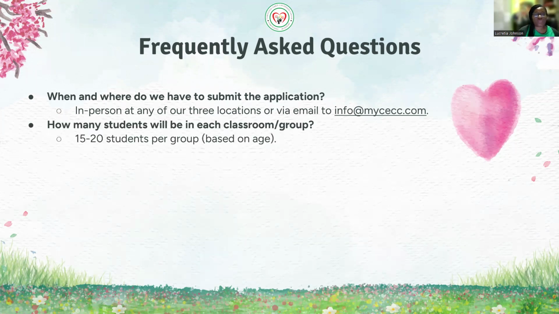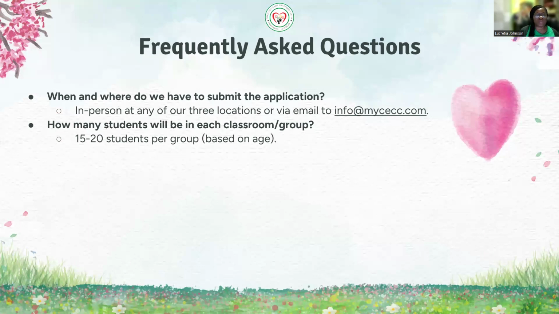How many students will be in each classroom or group? Technically, we go based on the DOHMH, which is the Department of Health and Mental Hygiene. So we have 15 to 20 students per group, and it's based on age range, because the Department of Health has stipulations. If your child is older, then we can have larger groups. Along with these groups, our counselors are going to be with them.